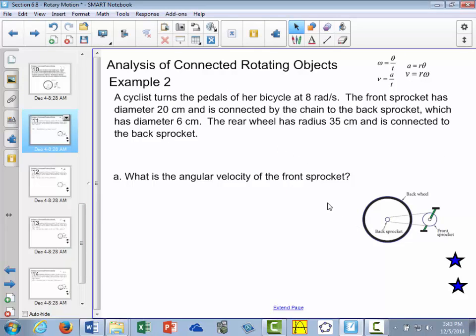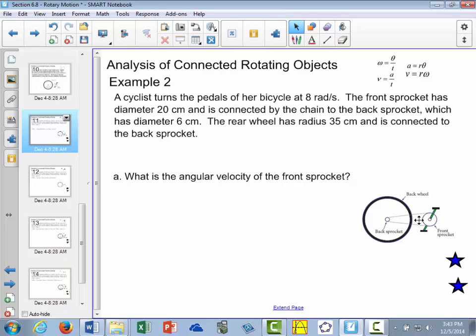So in this example, our cyclist turns the pedals of her bicycle at 8 radians per second. The front sprocket has a diameter of 20 centimeters and is connected by the chain to the back sprocket, which has a diameter of 6 centimeters. The rear wheel has a radius of 35 centimeters and is connected to the back sprocket. So our first question is, what is the angular velocity of the front sprocket?